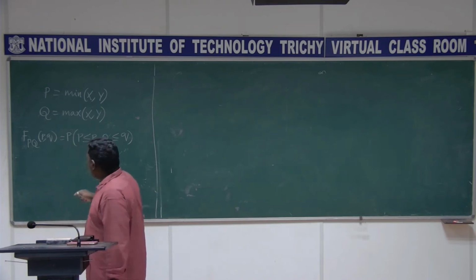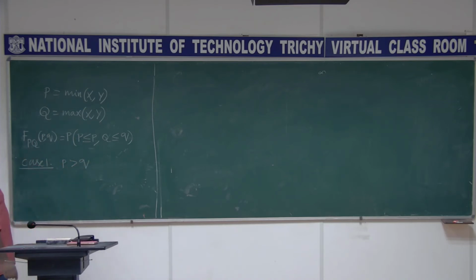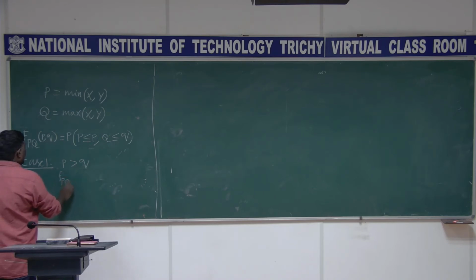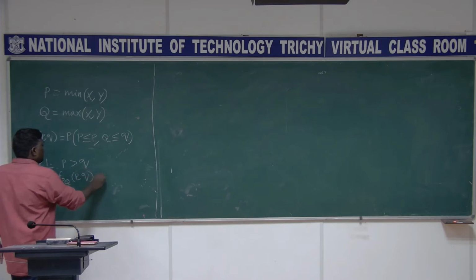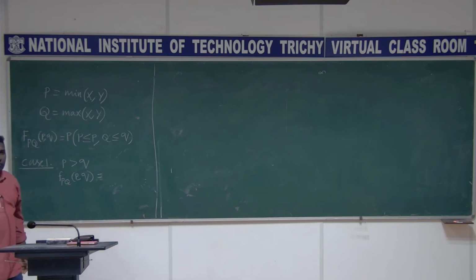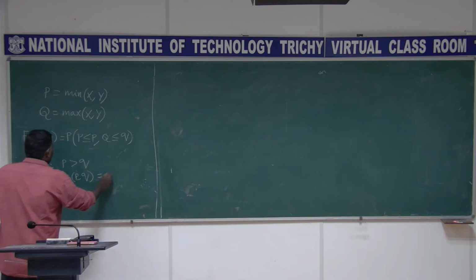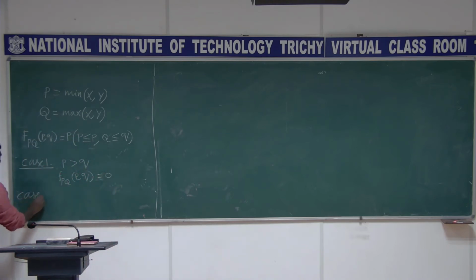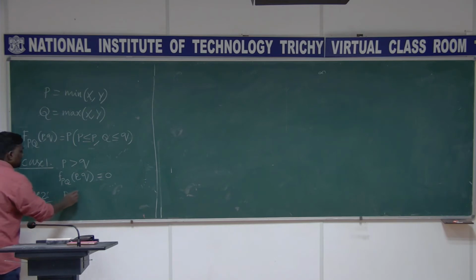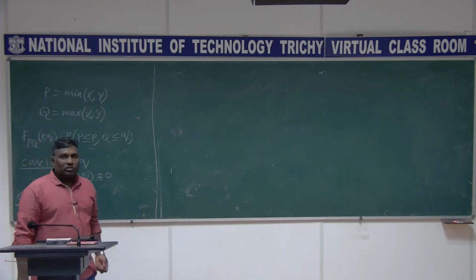So we have two cases here. Case 1: when P is greater than Q. Straight away I can write F_PQ of p comma q is 0, because P greater than Q is not going to occur. But in case 2, when P is less than Q, yes, it occurs. It is going to be there.